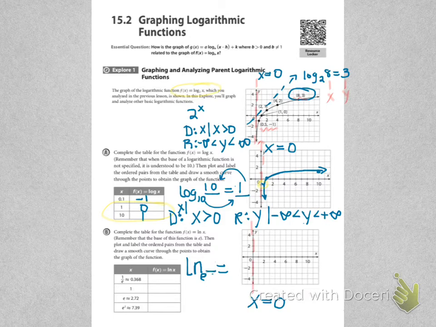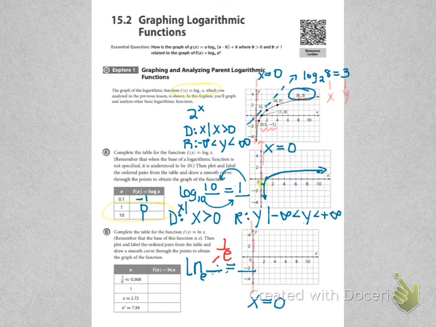I'm going to think about x being the input, and that means it's the result of taking e to the power, and then my output is the exponent that I'm going to be raising e to. So in the table here, they chose to put in 1 over e, and then 1, and then e, and e squared. And they did say that 1 over e was about 0.368.